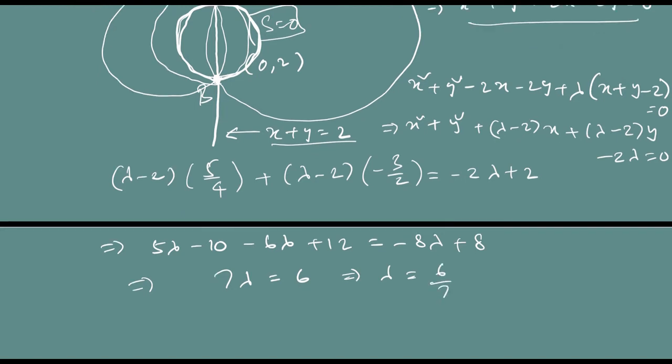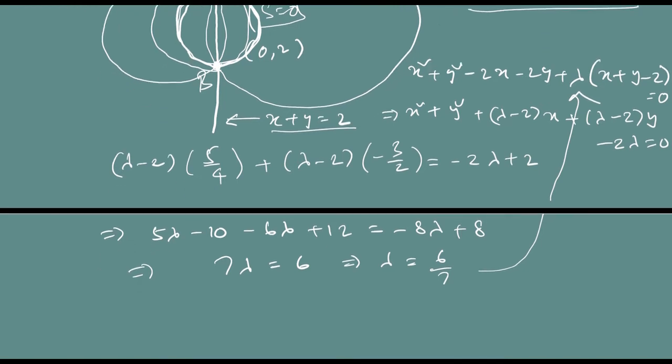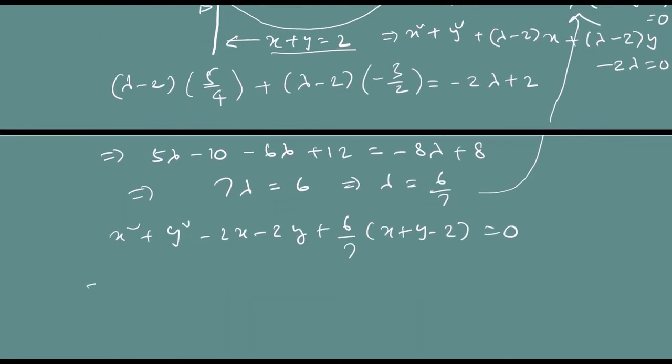Now substituting this value of lambda back in this equation, in the place of lambda, I have x square plus y square minus 2x minus 2y plus 6 by 7 into x plus y minus 2 is equal to 0. Or from this I am getting 7 times x square plus y square minus 14x plus 6x, that will be minus 8x, minus 14y plus 6y, minus 8y, minus 12 is equal to 0, which is the required equation of the circle.